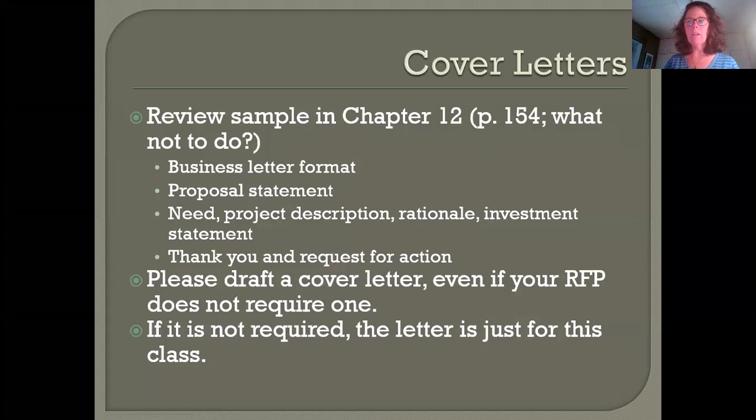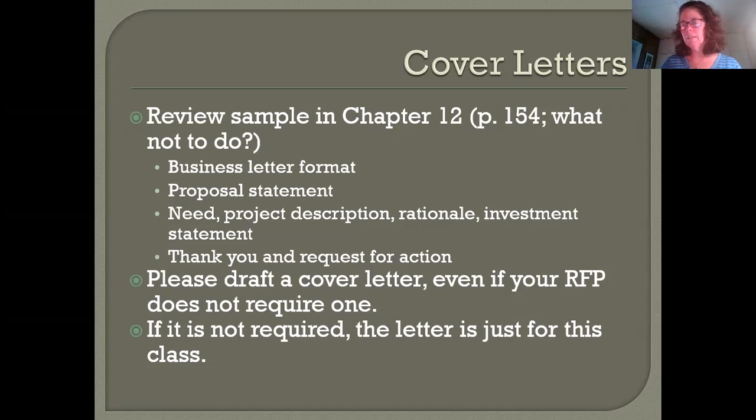Some funders require cover letters. It's on page 150 rather than 154, a different edition. Cover letters act as a kind of transmittal for a grant document if they want them. Again, if they're accepting the grant proposal via an electronic form, they may not need a cover letter. But I would like you to write one because it's good practice and it helps me catch people who've never written a business letter before, and I want to make sure that you know how to do that.